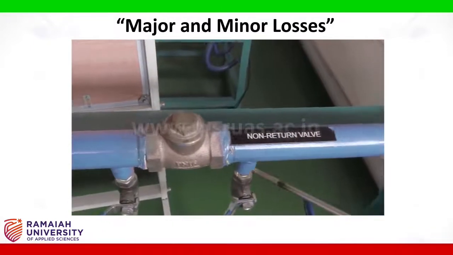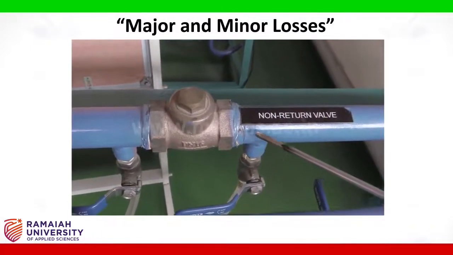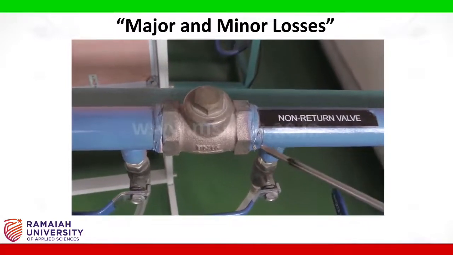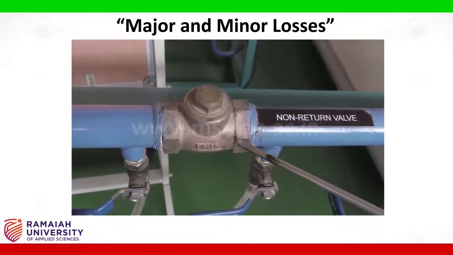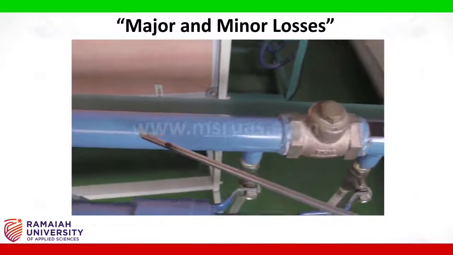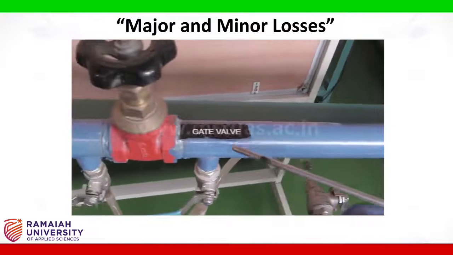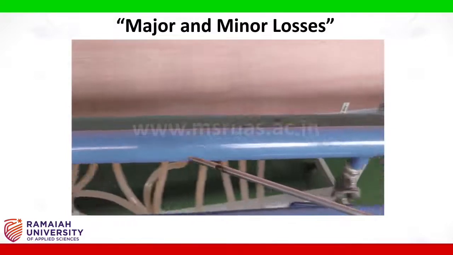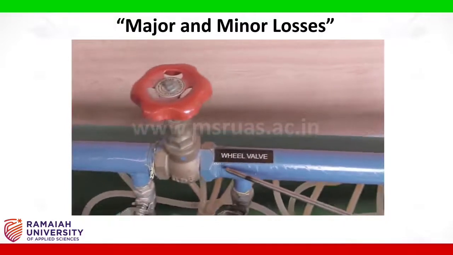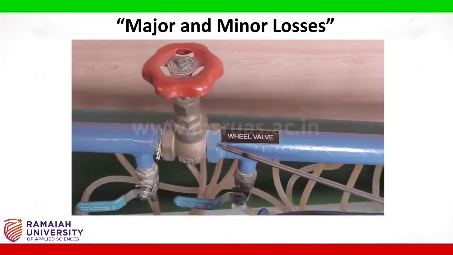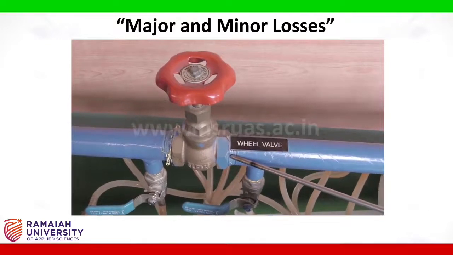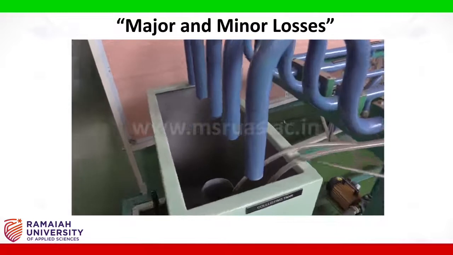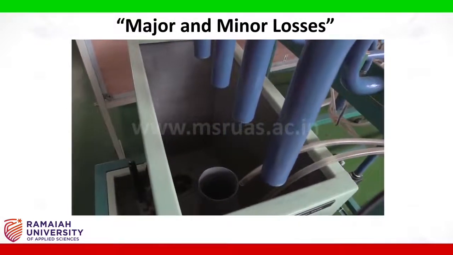The first one is the non-return valve, which does not allow the water to flow in the reverse direction. Further, we have a gate valve and a wheel valve, across which the head loss can be calculated. Water from all the pipes gets collected in the collecting tank.